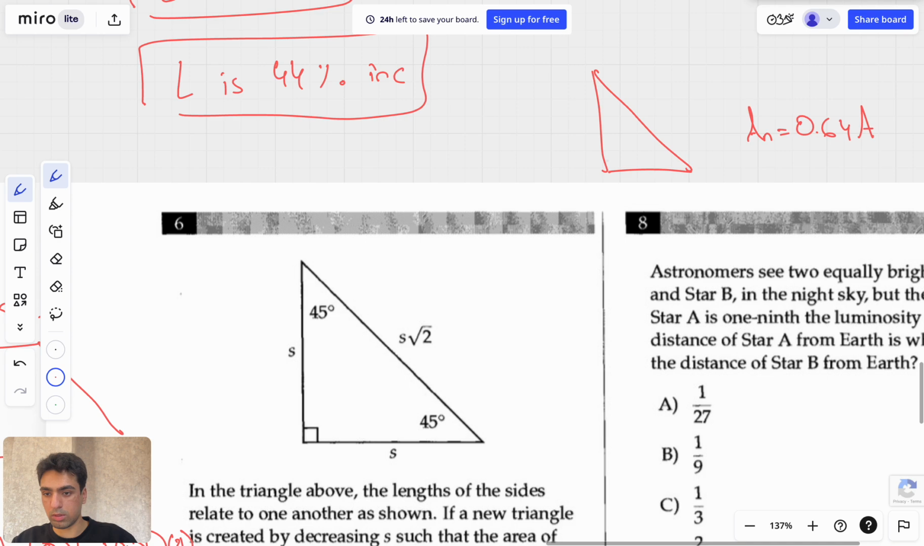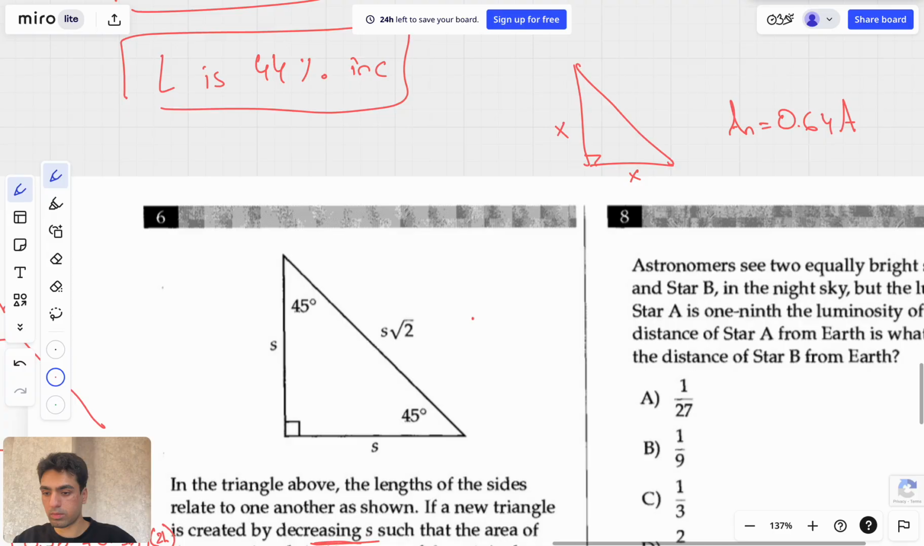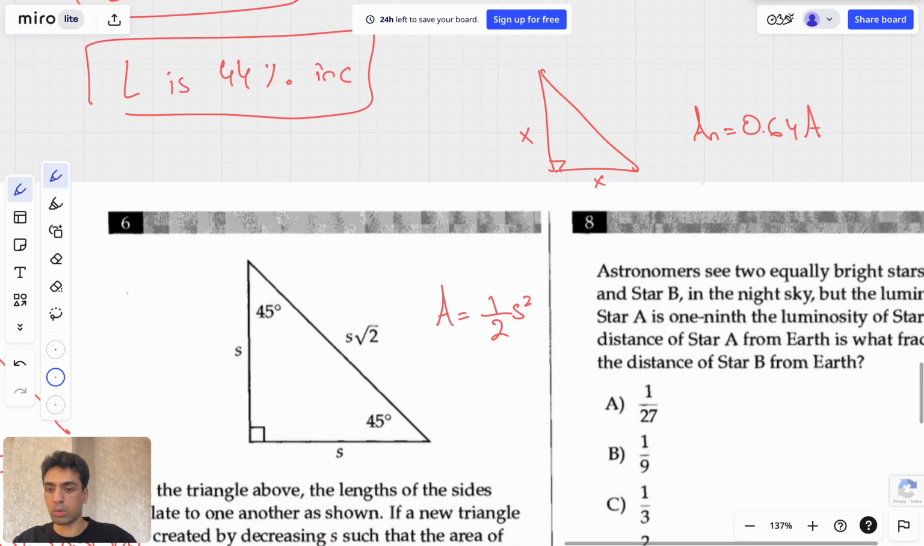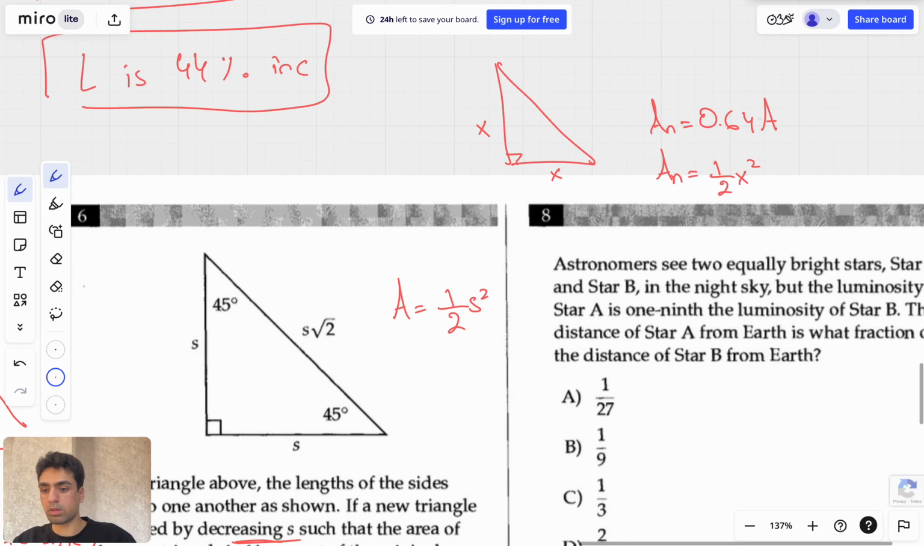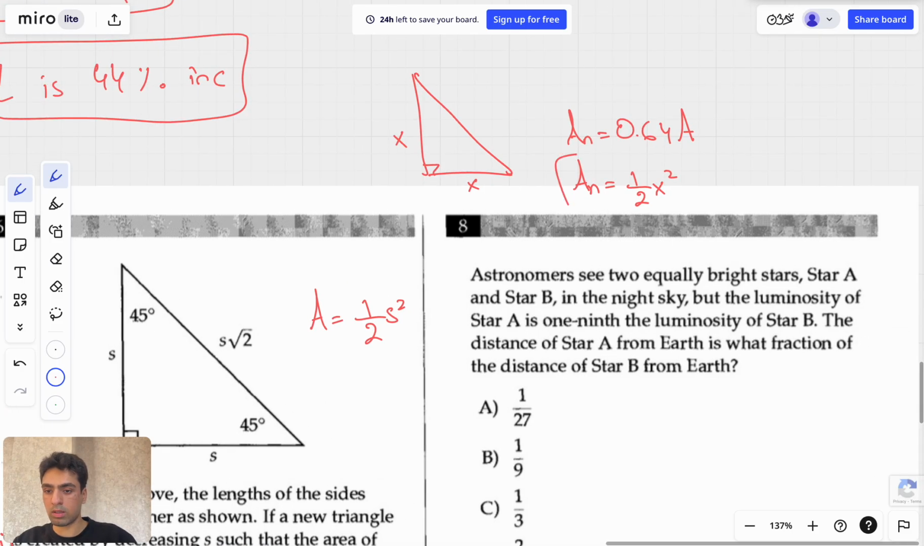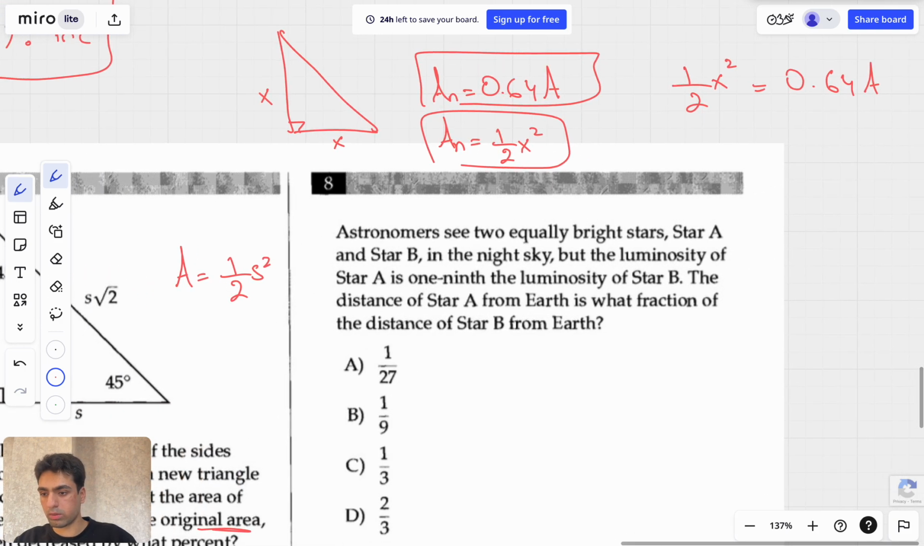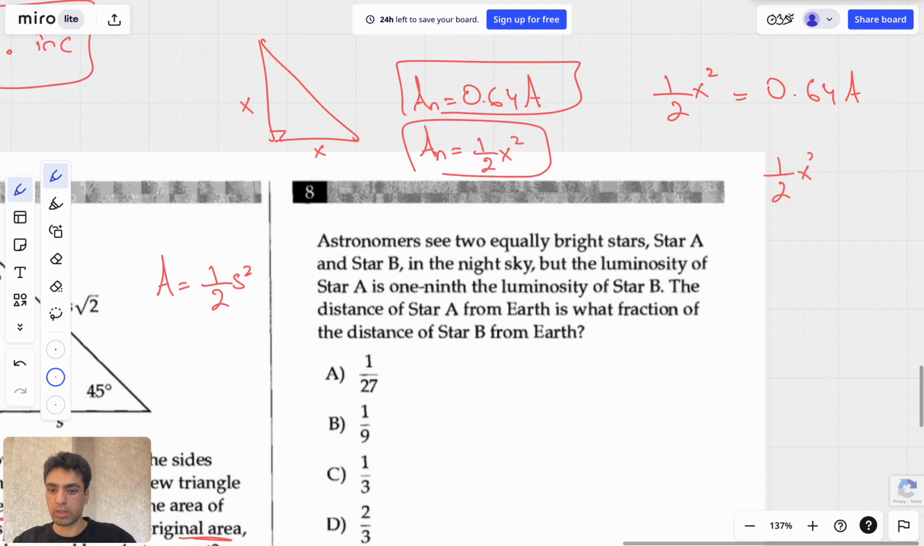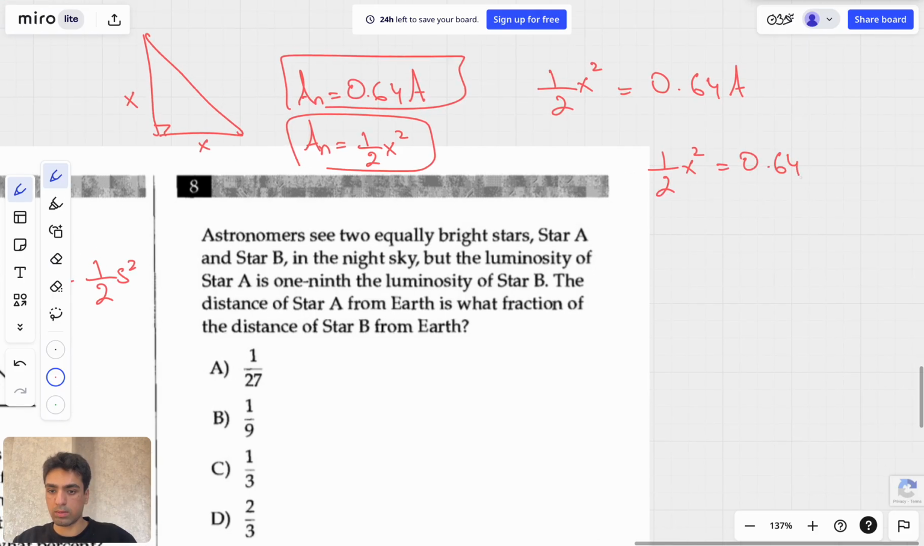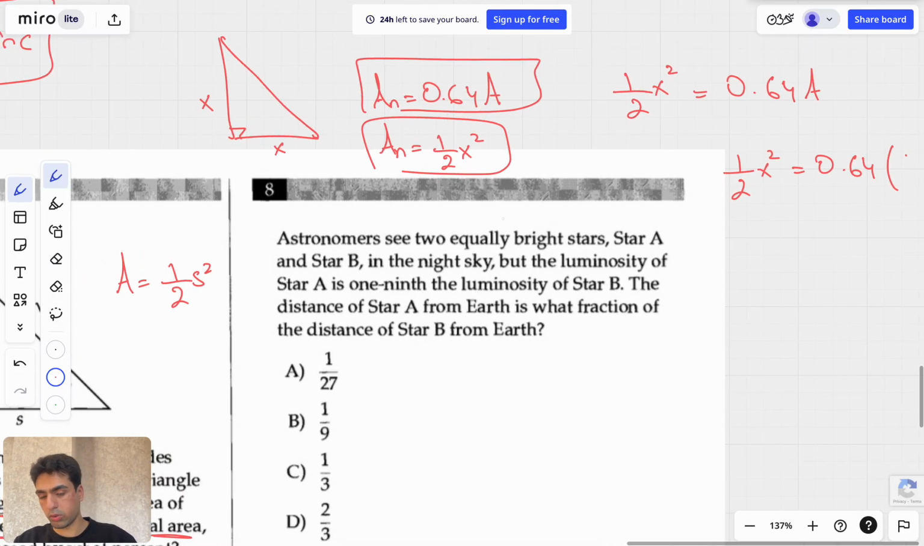So let's say the length of the new one is x and x. Now, to find the area for this triangle, it's going to be 1 over 2 s squared. To find the area of this one, it's going to be 1 over 2 x squared. Because it equals 64% of the original, I can make this equal to this. So 1 over 2 x squared is equal to 0.64A, and then I can substitute A, which is 1 over 2 s squared. So 1 over 2 x squared is equal to 0.64 times the original area, 1 over 2 s squared.